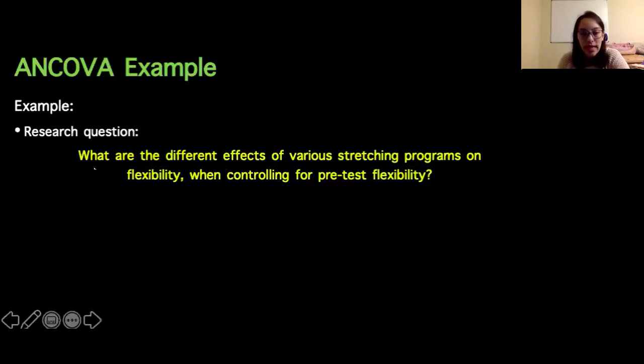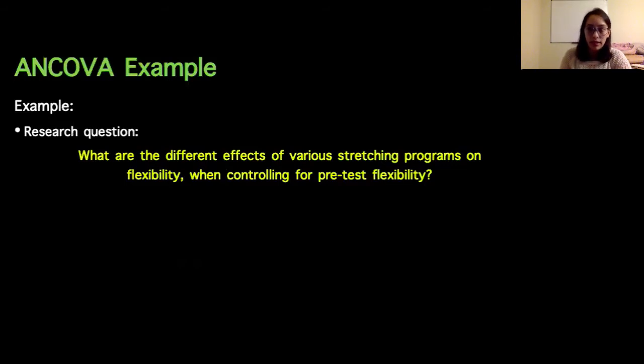So in this one, I have what are the different effects of various stretching programs on flexibility when controlling for pretest flexibility. I had used this example previously in the semester, saying if you have someone who's really not flexible and it's because of structural constraints, you wouldn't really expect them to have a lot of flexibility post-test, right? Or it might explain some of the variability that they have in their post-test.